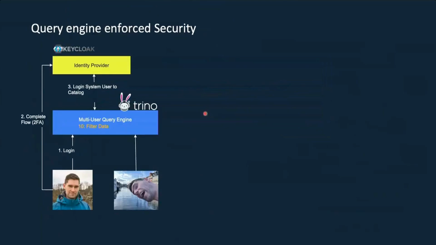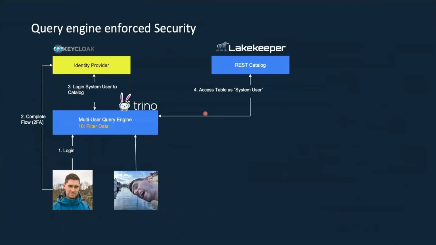So for example, we have a multi-user query engine such as Trino. And then we have a user, and that user logs into the query engine. And of course, because we're using OAuth and a proper authentication system, we actually log in using our identity provider, for example, AWS Cognito, Keycloak, whatever we are using. Then we are querying some data, right? And what happens next is that Trino contacts Lakekeeper and asks for data of a table.